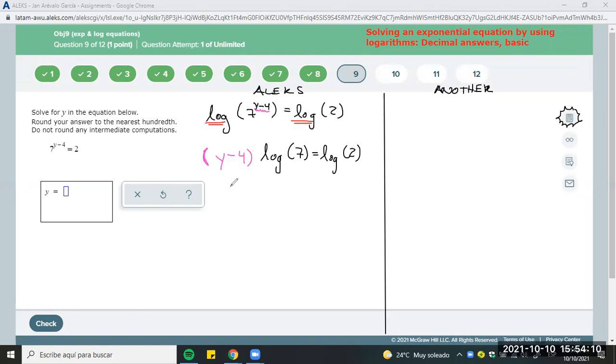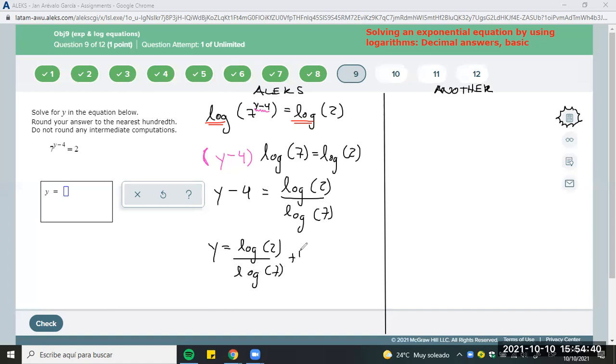Now, we can start manipulating this. The only thing we want is the y variable. So y minus 4, I'm going to divide both sides by logarithm of 7, and it will look like this. And then I'm just going to add 4 in both sides of the equation, and it would look like this. And that is going to be my answer.